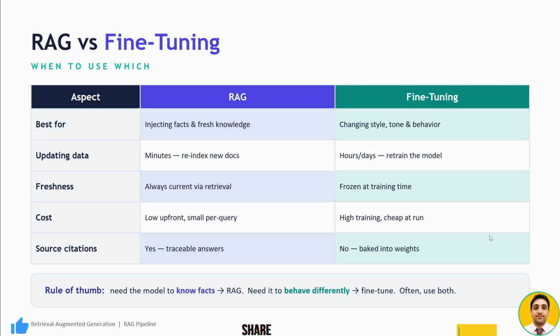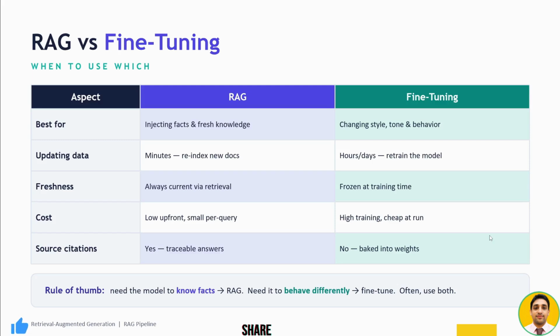And finally, in terms of source citations, RAG is able to provide traceable answers that point back to their original source, while fine-tuning bakes all of its knowledge directly into the model's weights, meaning there is no way to trace an answer back to a specific source.